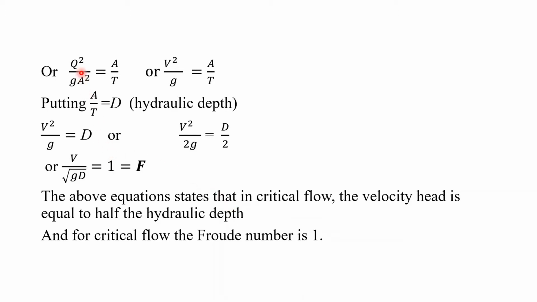We can also write Q square by G A square equals A by T, or V square by G equals A by T. Putting A by T equals D, that is the hydraulic depth, V square by G equals D, or V square by 2G equals D by 2. Finally, we get V by square root G D equals 1, and that is the Froude number. So the above equation states that in critical flow, the velocity head is equal to half the hydraulic depth, and for critical flow, the Froude number is always 1.